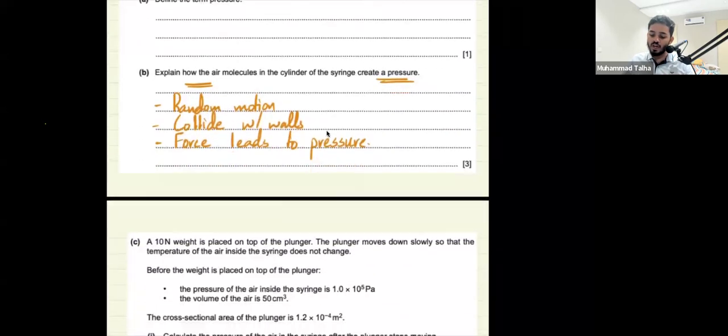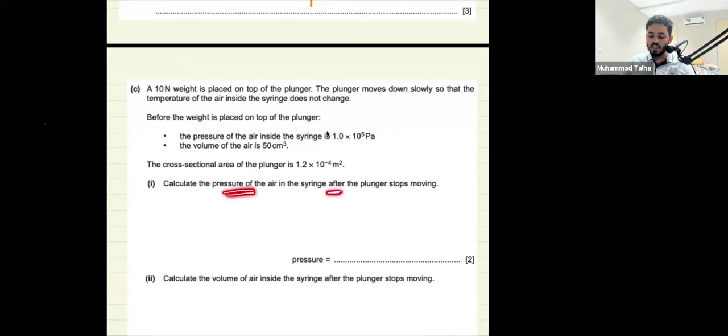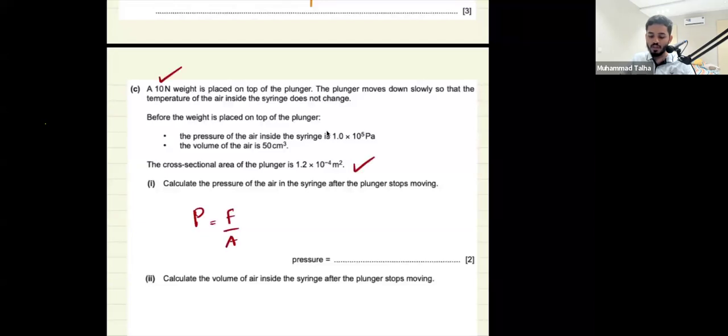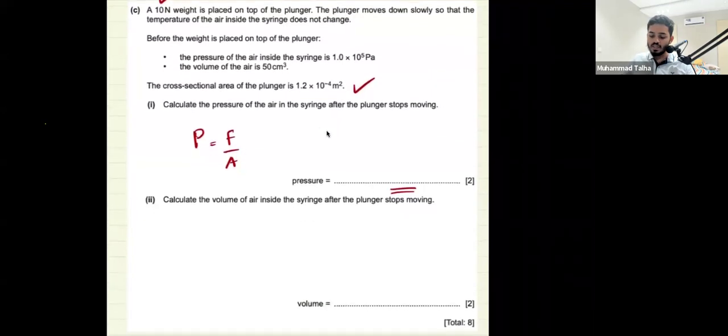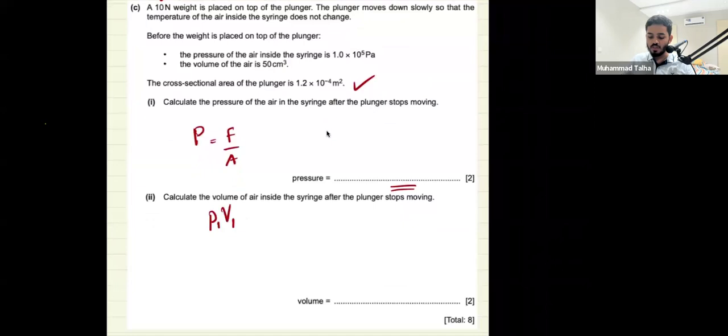So the first thing that you have to do in this part, to find the pressure of the air in the syringe after the plunger stops moving, so you are really finding the new pressure here, is simply F over A. So you have F, you have A, you divide and you get this new pressure. And then using this in the next part, you use P1 V1 equals P2 V2. That's how you find the new volume here. All right. So this is how this part was supposed to be done.